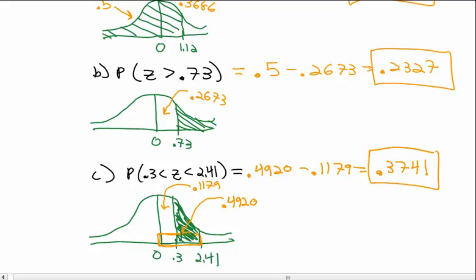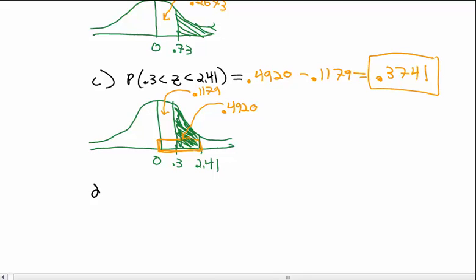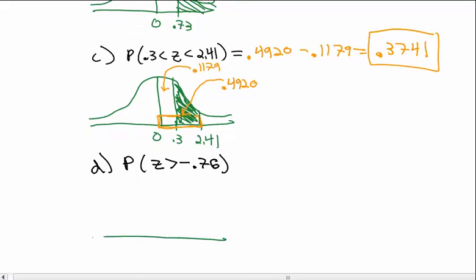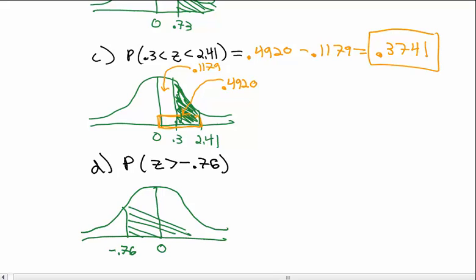Let's try another example. These have all been positives, but z values can be negative. Negative just means to the left of 0, and we'll use the symmetry to help us with this. Let's see the probability that z is greater than negative 0.76. Again, we'll draw a picture of this bell curve. 0 in the middle, this time negative 0.76, because it's negative, is off to the left. And we want z to be greater than it. So greater means we're going up. We want all of this area.